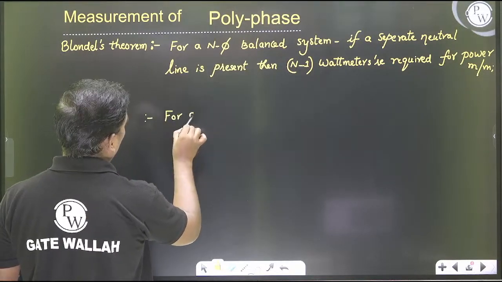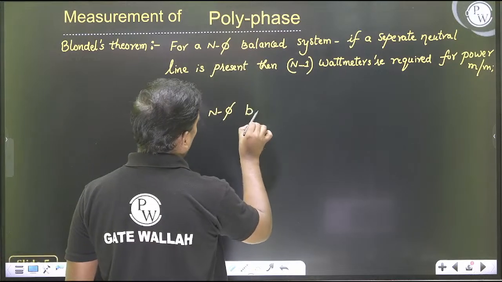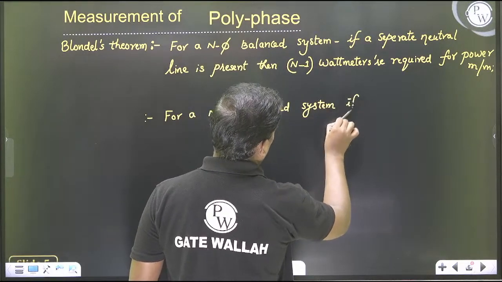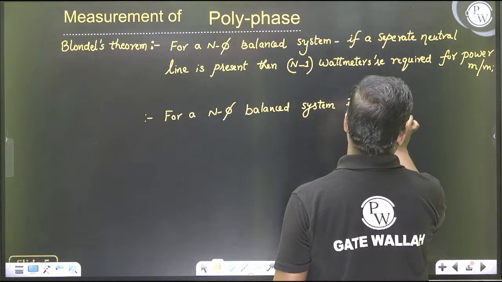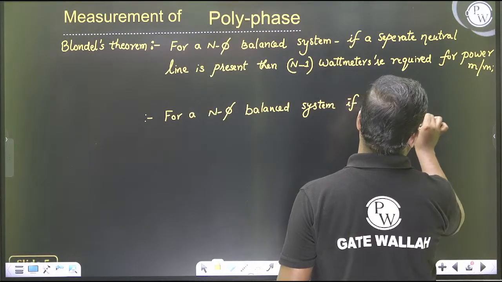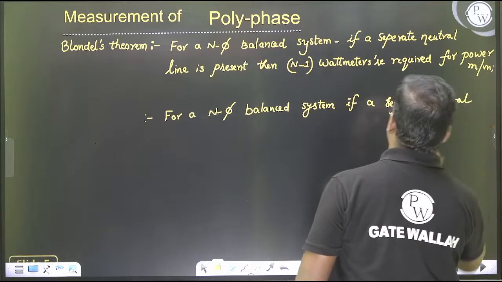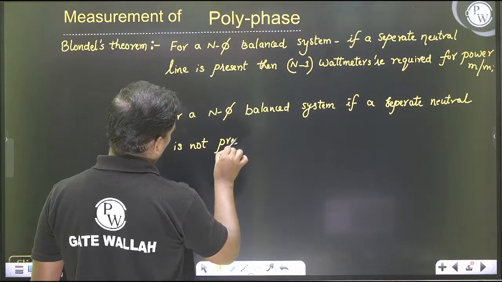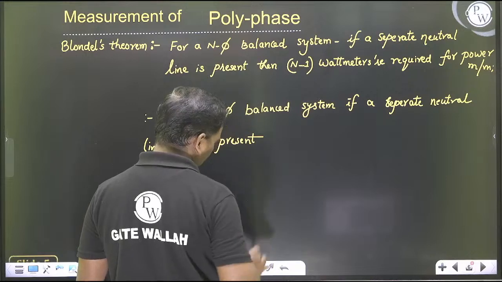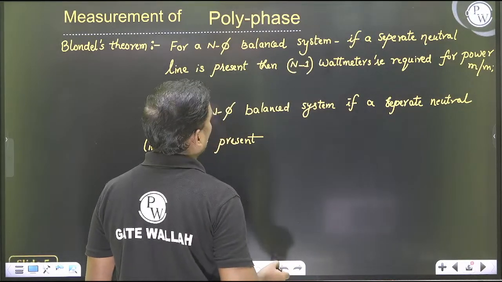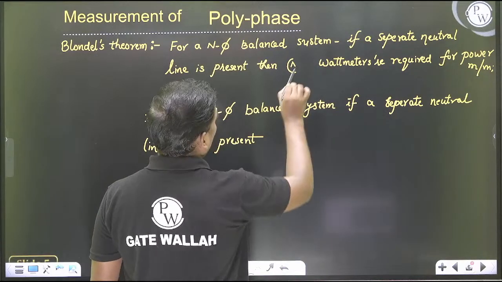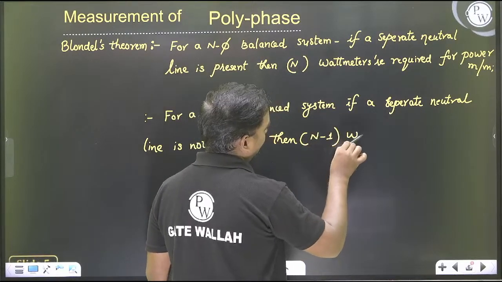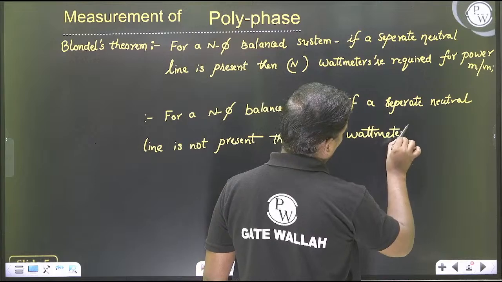For an n-phase balanced system, if a separate neutral line is not present, then, sorry, I made a mistake earlier, n wattmeters are required there, and here n minus 1 wattmeters are required.